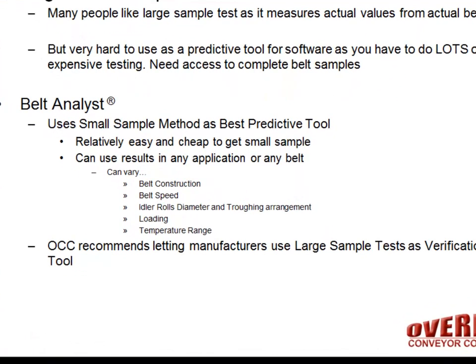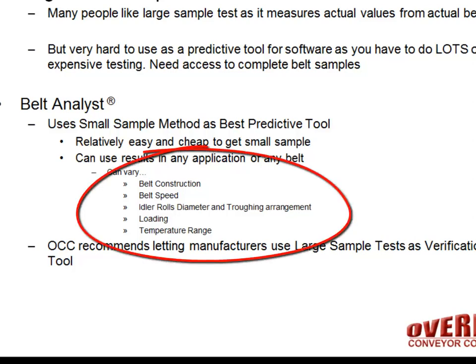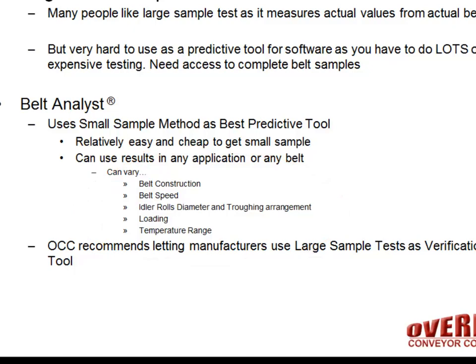This is the reason that Overland Conveyor for Belt Analyst has chosen to use the small sample scale method as the predictive tool in the program. It's relatively easy and cheap to get samples of rubber. Once you generate the master curve for that rubber, you can use that for any application, which includes any belt construction, any belt speed, any roll diameters or configuration of rolls, troughing arrangement, different roll diameters on different rolls in a troughing idler, different loading, and of course different temperature ranges.